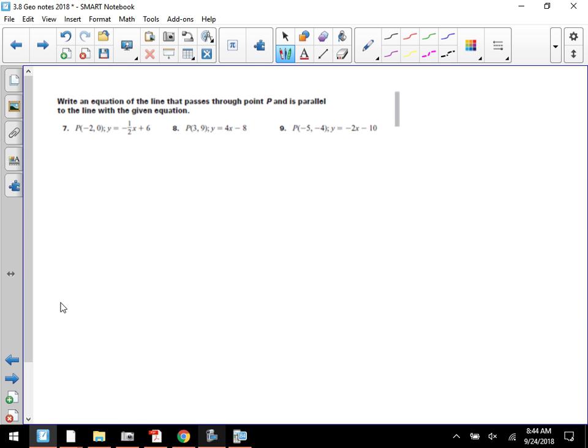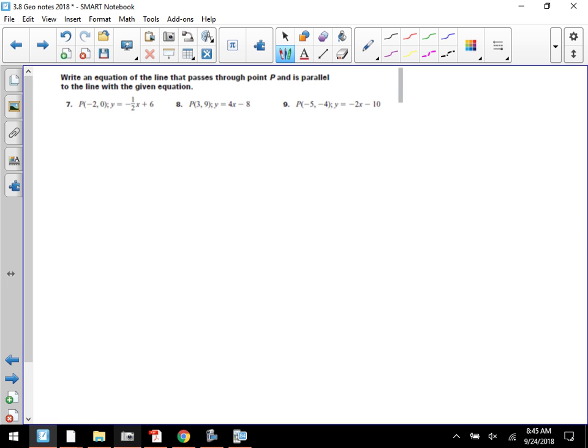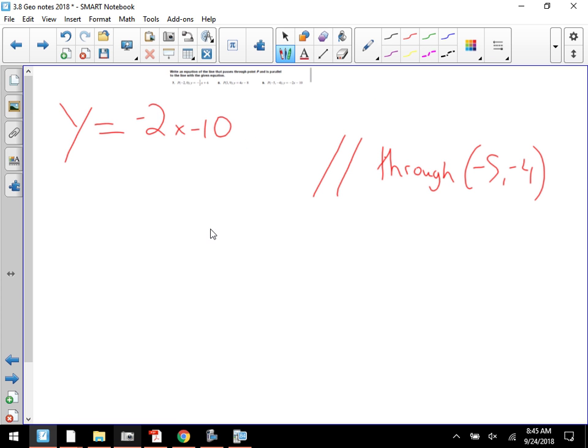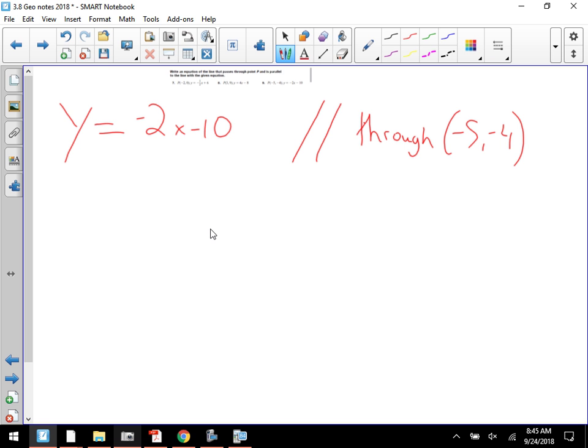I want to write the equation of the line. Y equals negative 2x minus 10. That is parallel through the point negative 5, negative 4. I'm going to write the equation of the line that is parallel through the point negative 5, negative 4. That's parallel to the line y equals negative 2x minus 10. This is what we're going to be doing today. Write equations of lines that are parallel, write equations of lines that are perpendicular.